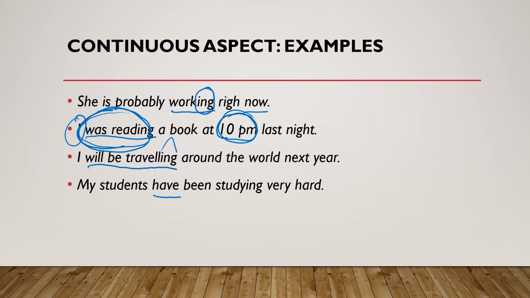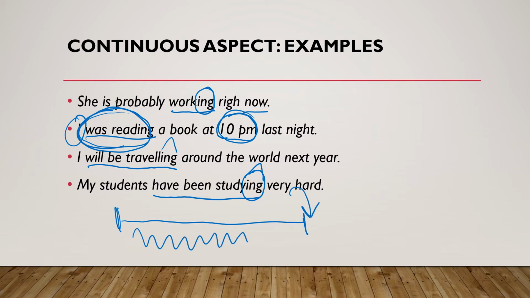My students have been studying very hard. So ing expresses continuous aspect. That means that they had a process up until the moment of speaking where they were studying really hard. But are they doing it now? We don't know.